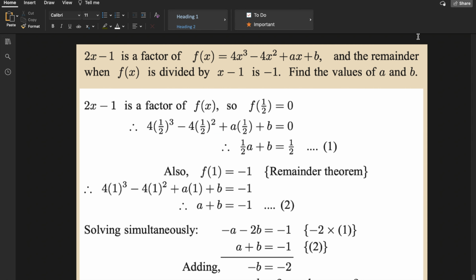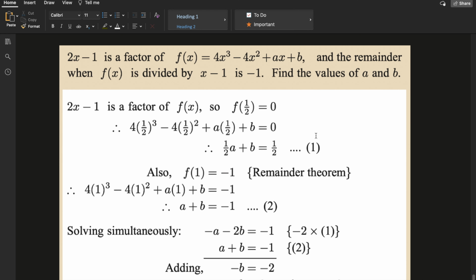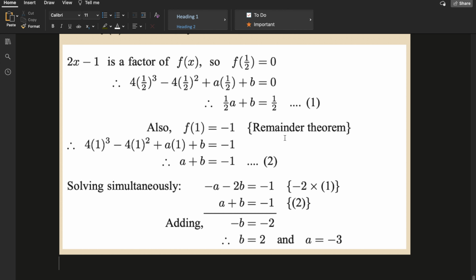And next it states that when it's divided by x minus 1, the remainder is minus 1. So that means f of 1 will be negative 1. So we form another equation using this statement. So we have two equations right now.